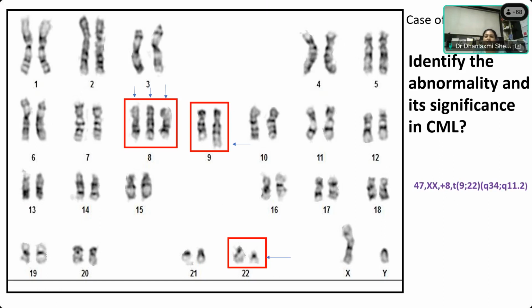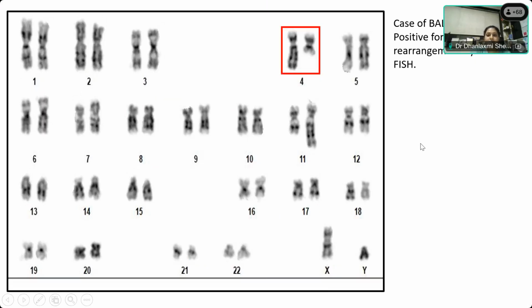And could someone let us know what stage of CML this could be? What could this be predictive of? Someone has answered accelerated phase. Yes, I could see some right answers. CML blast crisis, yeah, blast crisis, right? We'll move on to the next one.